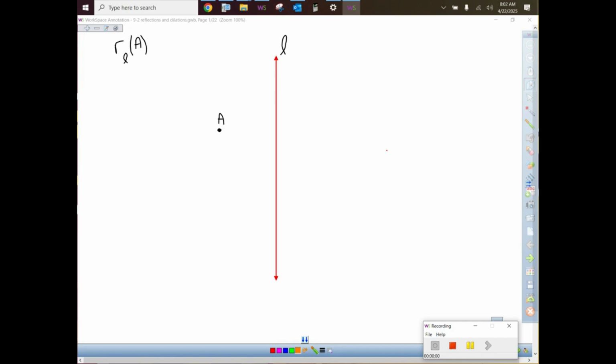9-2 in advanced geometry. We're going to do some reflections and some dilations today. The hardest part about it is honestly reading it. We learned last time that the lowercase r stood for reflection, and here they're asking me to reflect point A, but they put this little subscript right here. That's a cursive L over line L.